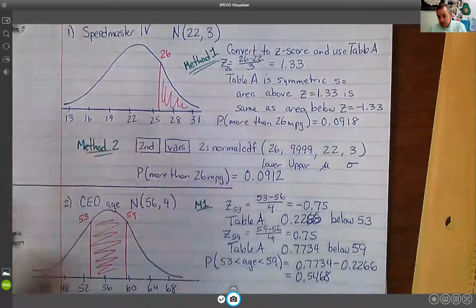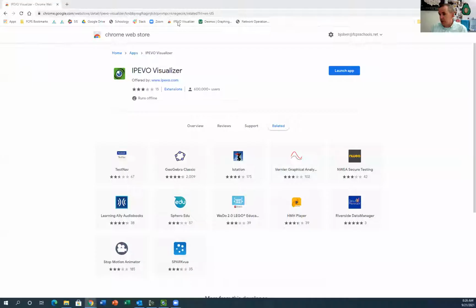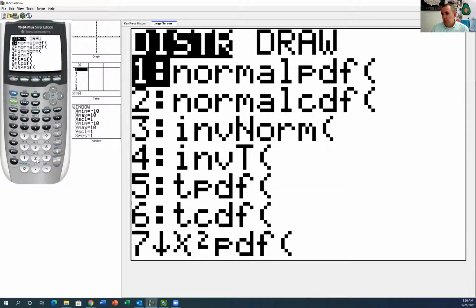Let me show you the calculator way. You still have to draw the picture, you still have to do the shading, but let me show you how I can do that with the calculator. So go ahead and jump to the calculator. Here's our calculator. What we're going to hit is second, the blue button, second, then the bars, and we're going to pick the second one, normal CDF.